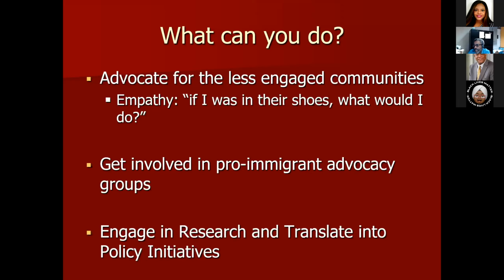Also getting involved in pro-immigrant advocacy groups, as well as, this is one of the primary points, engaging in research that's focused on African immigrants and translating it into policy initiatives. And that's my presentation. If you have any questions, maybe we can get back to them during the Q&A session.